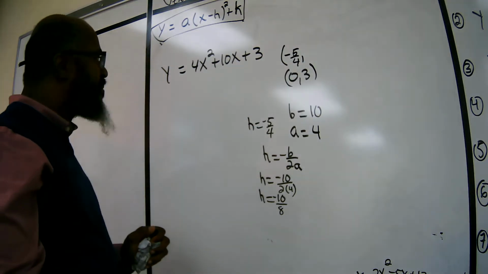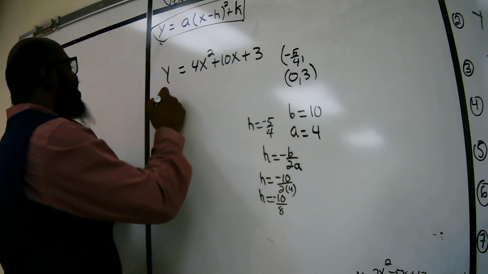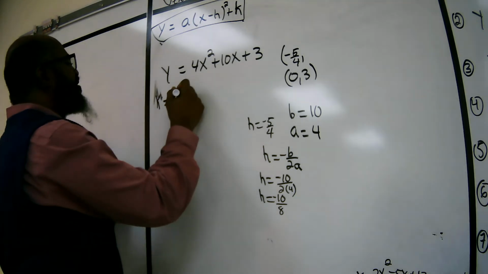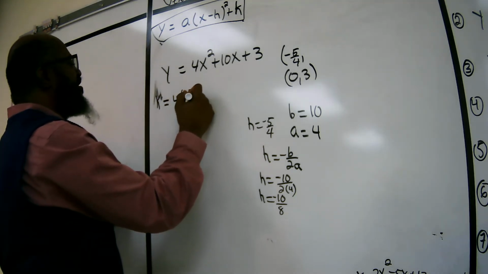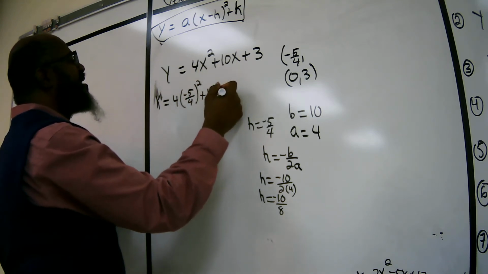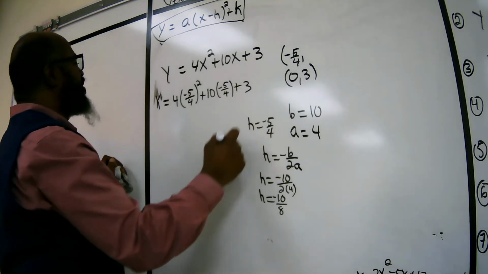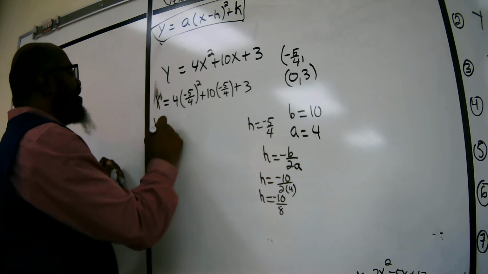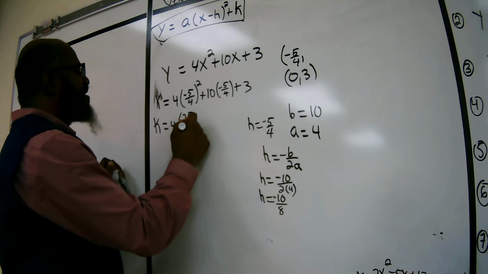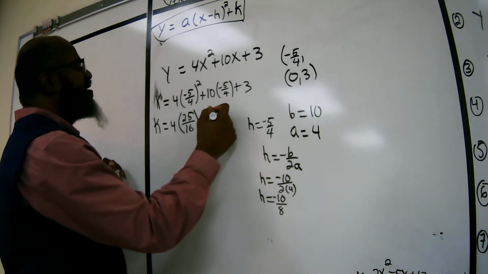Then you take that x and replace it here to find y. That's the Charlie's version, or you can call it k. So either way, you will have 4 times negative 5 fourths squared plus 10 times negative 5 fourths plus 3. Then you will have k equals 4 times 25 over 16 when you square that, minus 50 over 4.